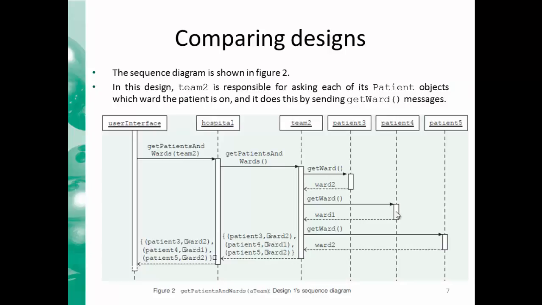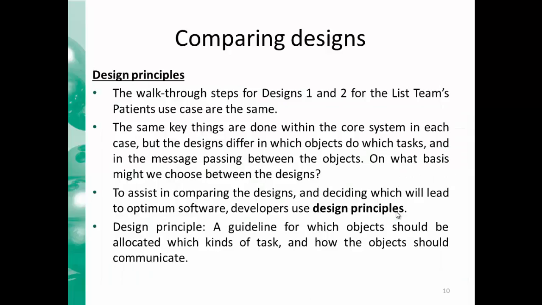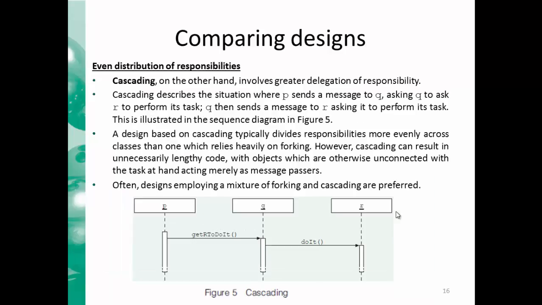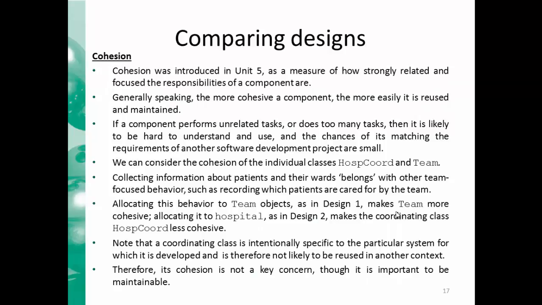Okay, so the user interface is talking to the hospital, and the hospital is asking team 2 to talk to patients and to get the information from patients. So design 1 is following the cascading distribution of responsibilities.